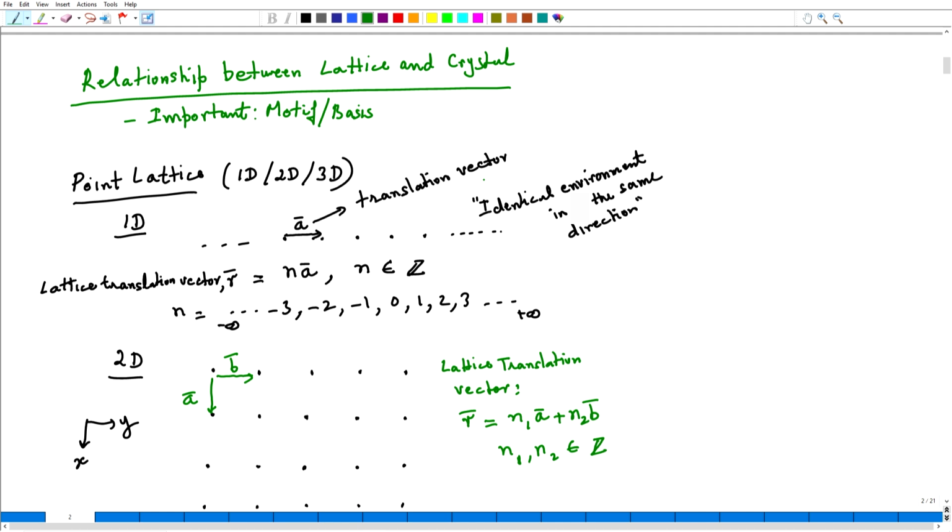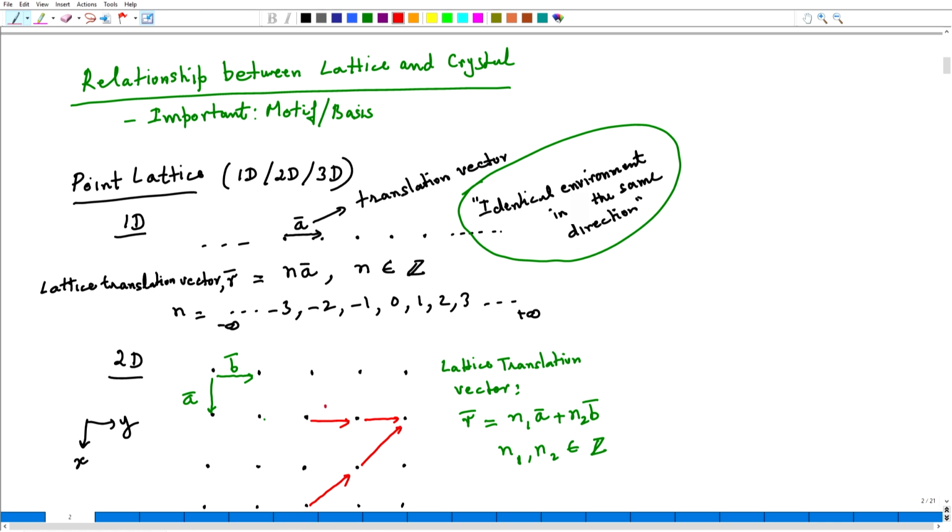Now, I always keep saying that the lattice is infinite, because of the very definition of the lattice, identical environment in the same direction. So, for example, if I have to travel from here to here, I get some spacing, in this case B, again B and so on, the same spacing. If I were to move from this lattice point to this lattice point, now this will be a different spacing, and from second to third, it will be the same spacing as before.